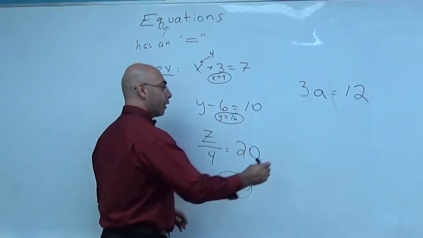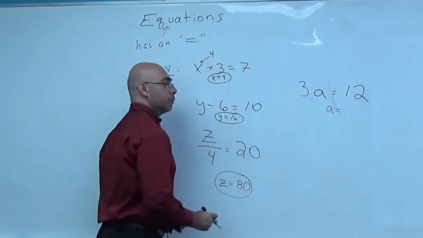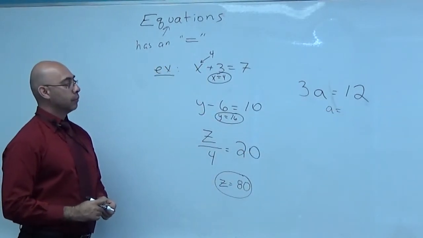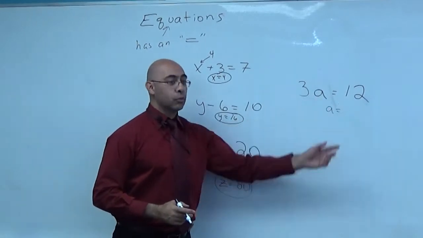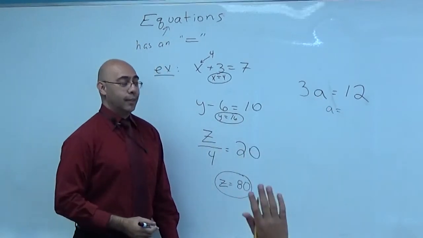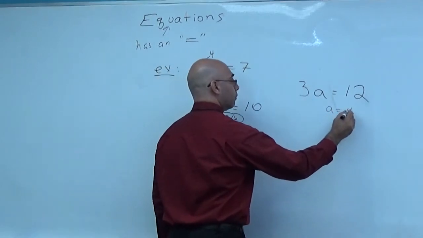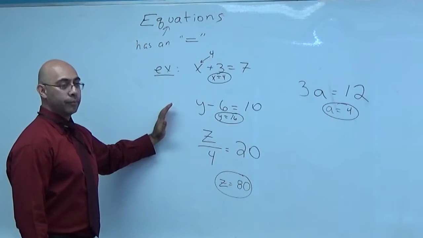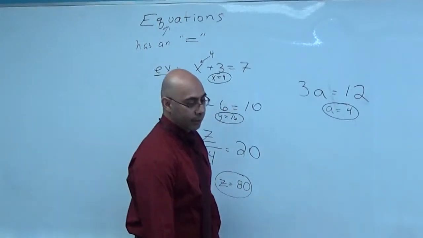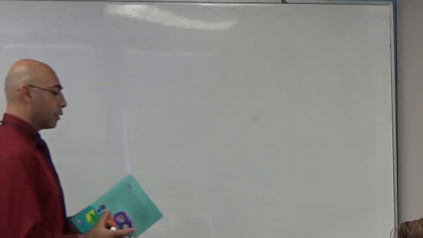How about this guy right here? What is A going to equal? 3 times something is equal to 12. Yes? Yeah, 3 times 4. I'm going to leave these up here because we're going to go over that in a little bit to see what we can do. You'll see a nice little shortcut to figure this out.